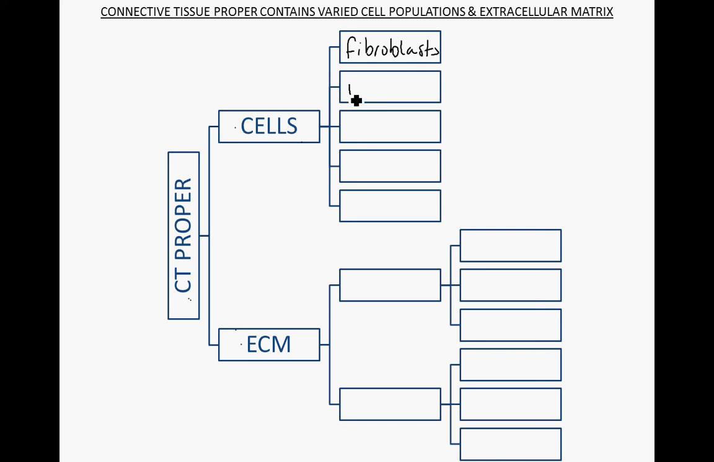We also then have macrophages. There are mast cells. There are lymphocytes. And then there are adipocytes. All right, so let's break these down a little bit.